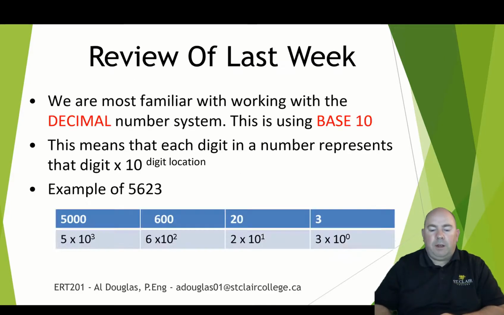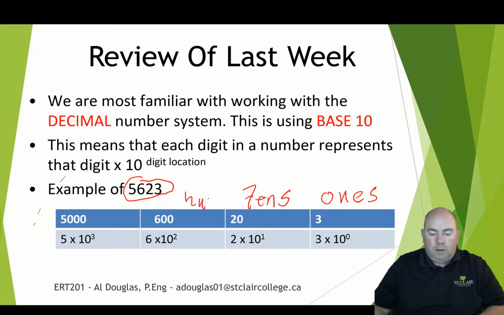scenarios from that. So reviewing last week, we talked about the decimal number system, the base 10 number system. We talked about what that means, how, if we look at the number like 5623, this breaks up into a ones, a tens, hundreds, and thousands column. That's the way that number is broken up.